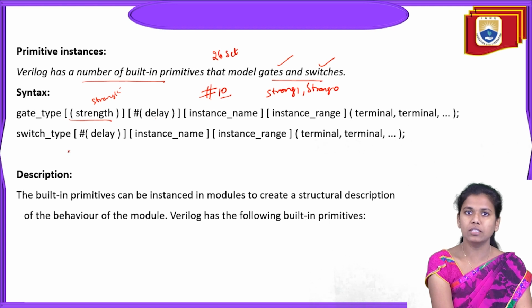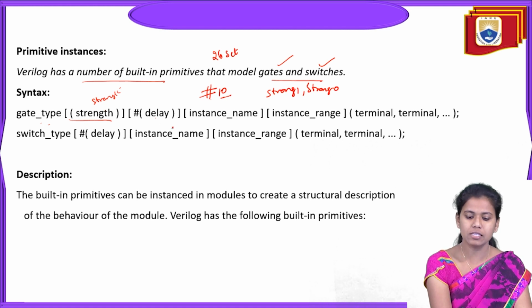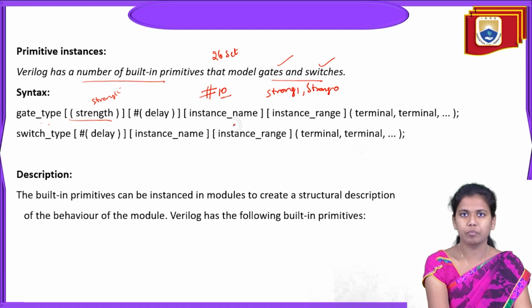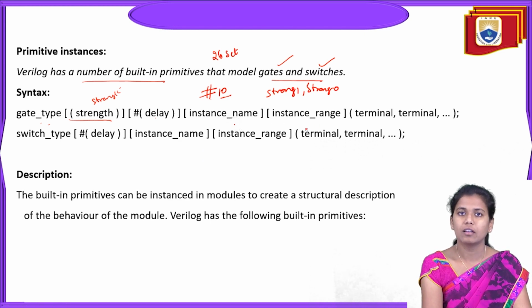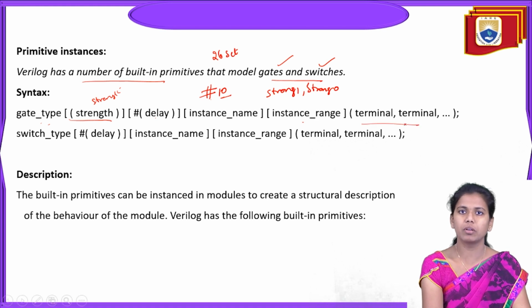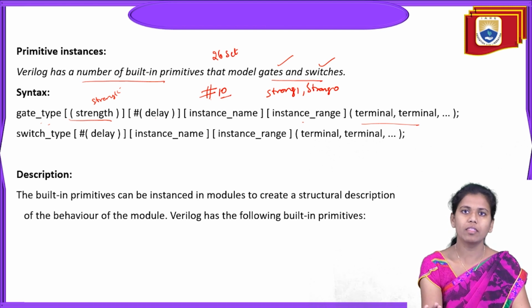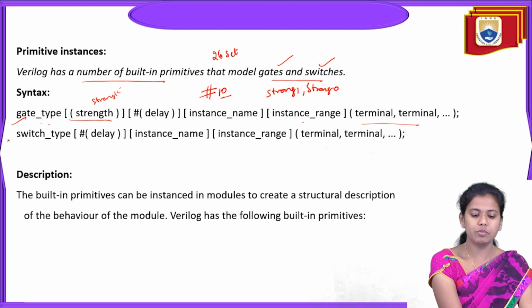So when it comes to the instantiation, it goes like this: gate type, followed with the strength, and then followed with the delays. Here is the instance name. So what sort of instance are you considering, okay? And that instance will have some range, right? Pertaining to that instance, the range would be initialized, and then the terminal list. In the terminal list, obviously the output terminals are instantiated first and then followed by the input terminals, okay? And this is with respect to the gates.